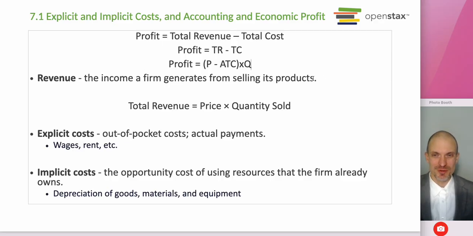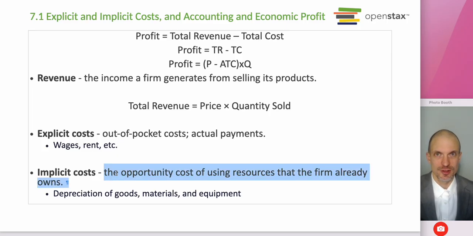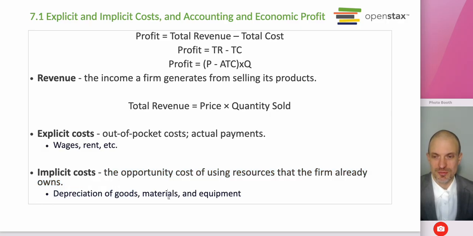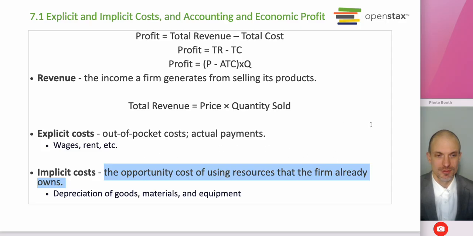Revenue is the income a firm generates from selling its products. Total revenue is price times quantity, and this is cost as a function of quantity. Explicit costs are out-of-pocket cash outlays, actual payments, like wages, rent, and so on. Implicit costs are generally opportunity costs. So this is the opportunity cost of using resources a firm already owns. It could be depreciation of goods, materials, equipment. This is also the opportunity cost of their time, right?